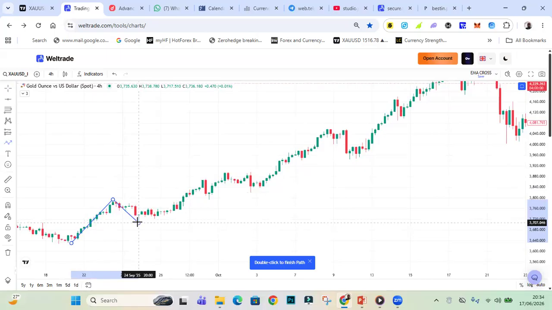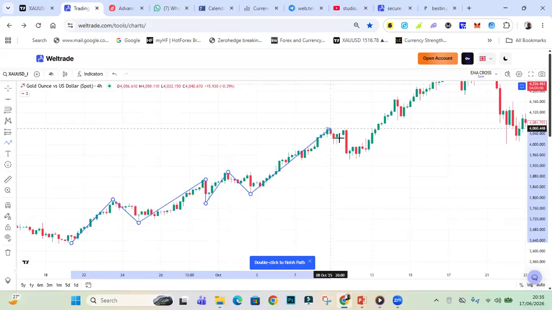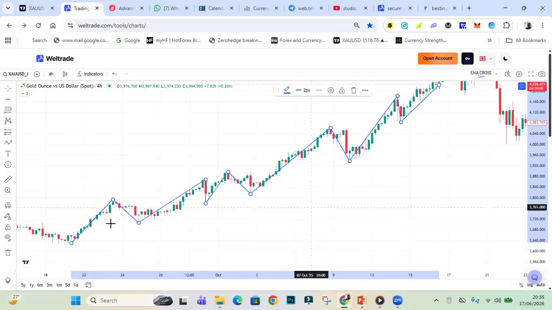Now we got another impulse, and this was a pullback. This was another impulse, and this is a pullback. So we got this impulse, this is a pullback. This was an impulse, this is a pullback. So this is how the market moves. It does not just move straight like that.